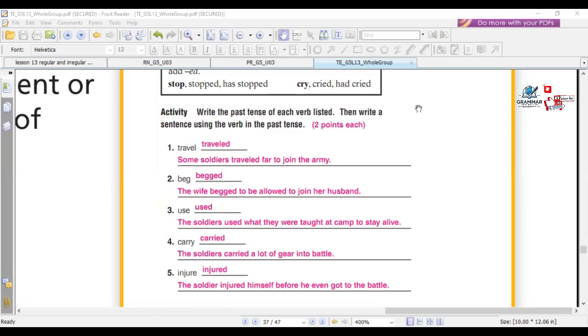Moving to another one. Hatem Hussein, according to the turns. Number 3, Hatem. Yes, mister, I am Hatem. Number 3, use. Used. We're gonna add only d because here we have e at the end of it. We have a sentence, correct? The soldiers used what they were taught to stay alive. Thank you so much, Hatem.